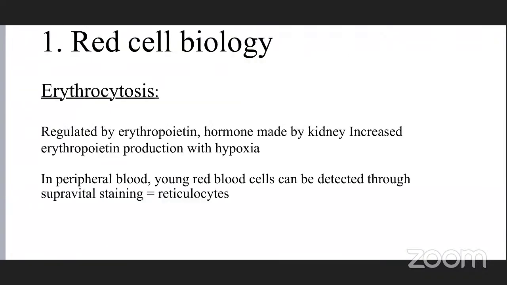Also, we'll continue. We'll talk about erythropoiesis. Erythropoiesis means production of red blood cells, which is regulated by erythropoietin, a hormone made by the kidney. And this erythropoietin hormone increases with hypoxia. If there is hypoxia in the area of production, then the body will release red blood cells, and you can see these red blood cells in peripheral blood, which are called reticulocytes. And usually it needs a supravital stain to be seen in a peripheral blood smear.